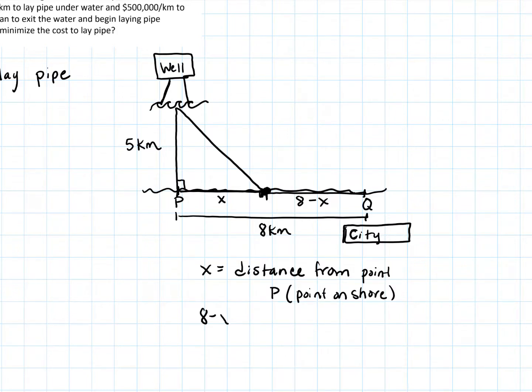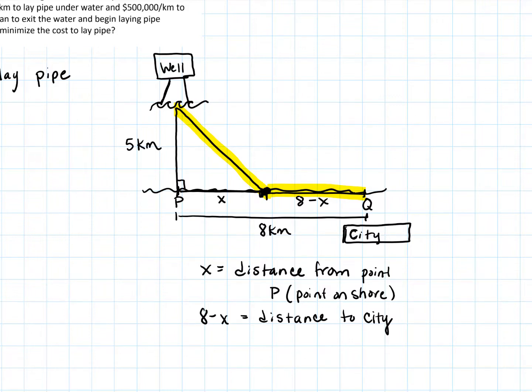And then 8 minus x would be the distance to the city. And then what would this be right here? Well, that's the distance we would have to lay the pipe, right? So that would be the distance. We're thinking we go from the well to this point and then to town. So that would be that little question mark right there. That would be the distance we would have to lay pipe under the water. But what would that be in our scenario?